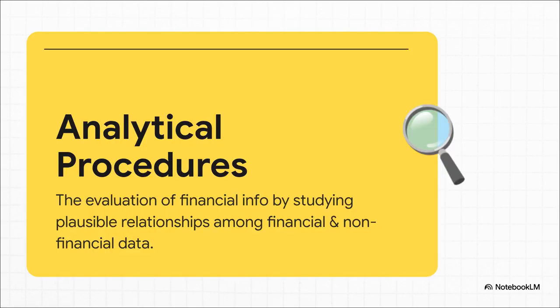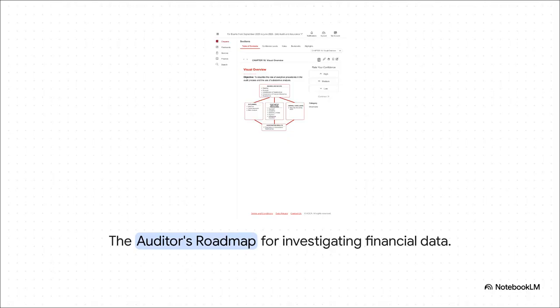Okay, so at its heart, an analytical procedure isn't about staring at numbers all by themselves. No, it's about understanding the story those numbers tell when you put them together. For example, if a coffee shop's revenue suddenly shoots up, you'd expect their coffee bean purchases to go up too, right? That's what we call a plausible relationship. But if they don't, well, that's when a good detective, or in our case, an auditor, starts asking some serious questions.